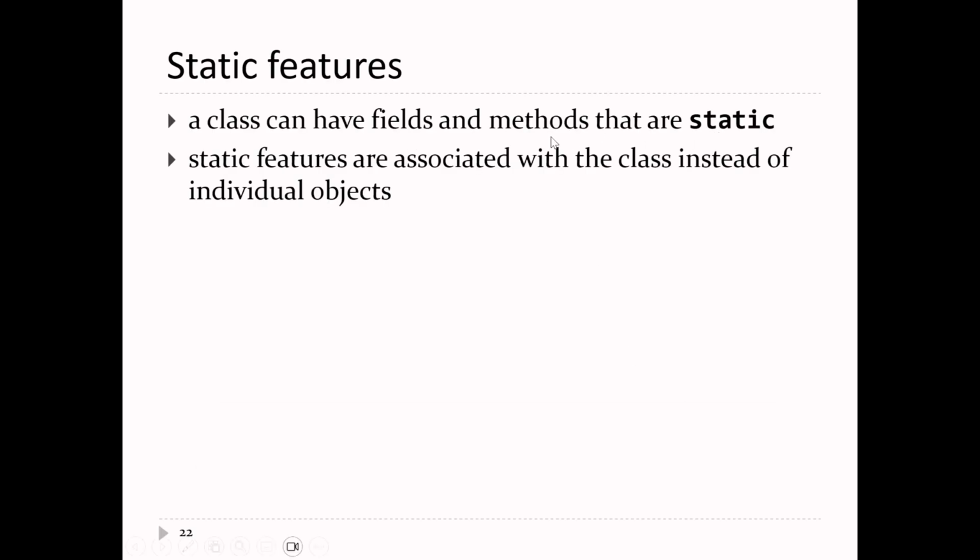So you've seen that you can have methods that are static, right? Because all of our classes had static methods to begin with. You can also have fields that are static as well. Right? And so static features, so fields and methods, they are associated with the class instead of being associated with the individual objects. Right? That is, if you want to use a static method or a static field, you use the name of the class instead of an object to access them.